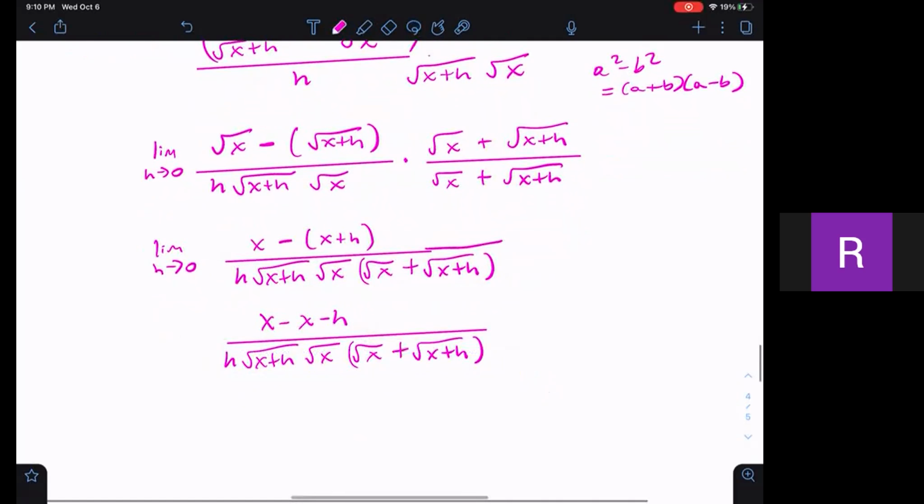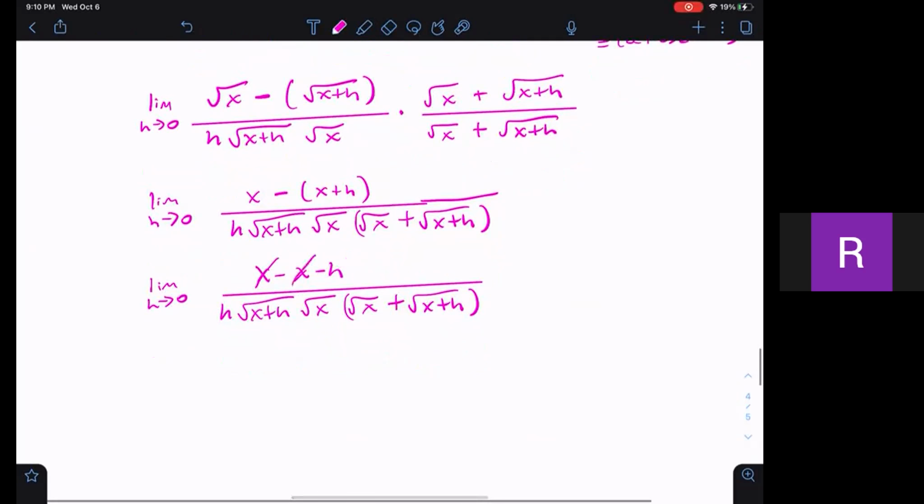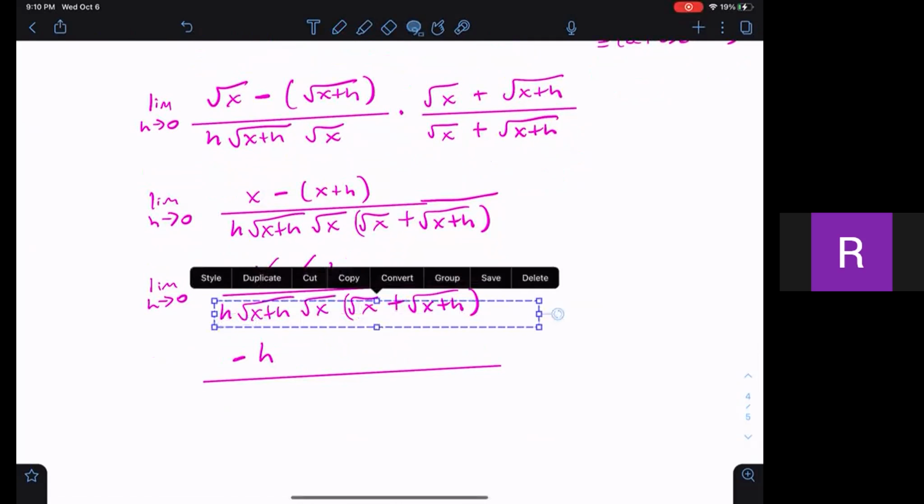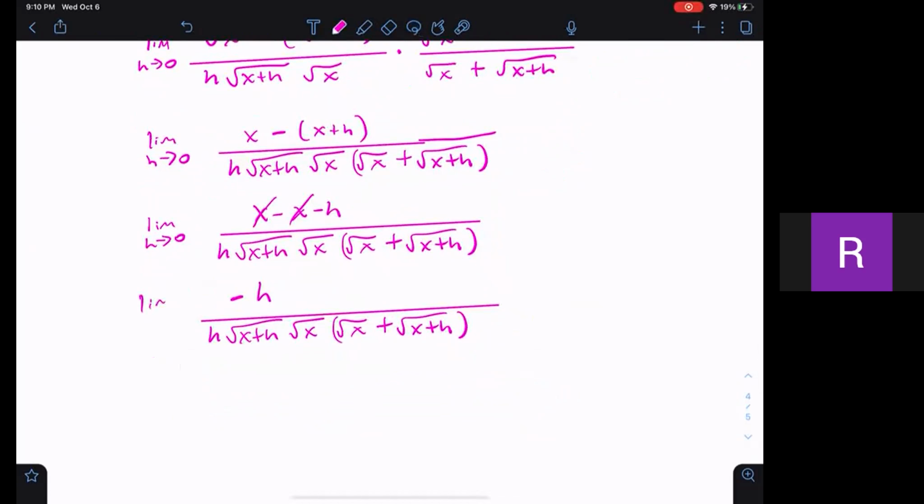And that becomes this. So now these cancel out with that, and the limit as h approaches 0, we have negative h over h and all this stuff, right? So I'm going to copy and paste that to make it simple, to save some time. So this is that, and then we cancel the h's, right? Limit as h approaches 0, this cancels with that. So we got negative 1 over all this stuff, right? Let me copy and paste this thing too. Okay, so that stays the same.